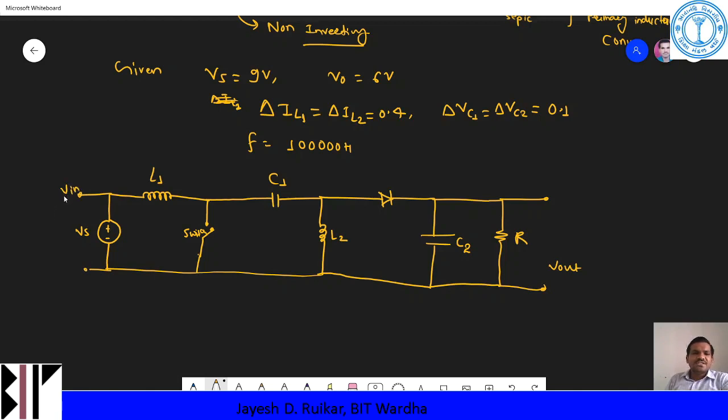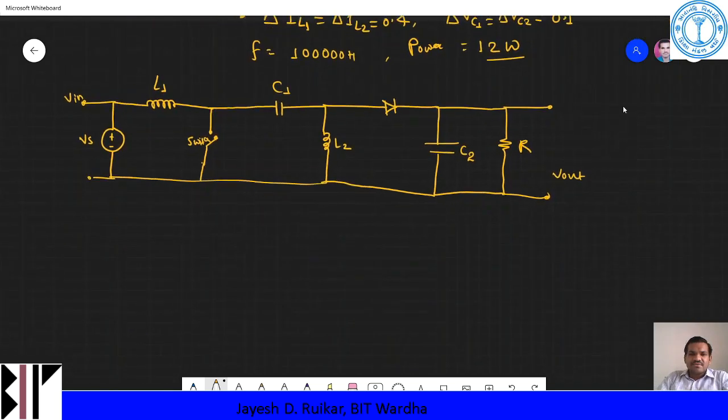So we need to find out the value of L and the value of C, that is L1, C1 and L2, C2. Then the power, or you can say the load, has been given, that is 12 watt. So we need to find out the value of resistance. If you know the power, we can find out the value of resistance. We'll see one by one.